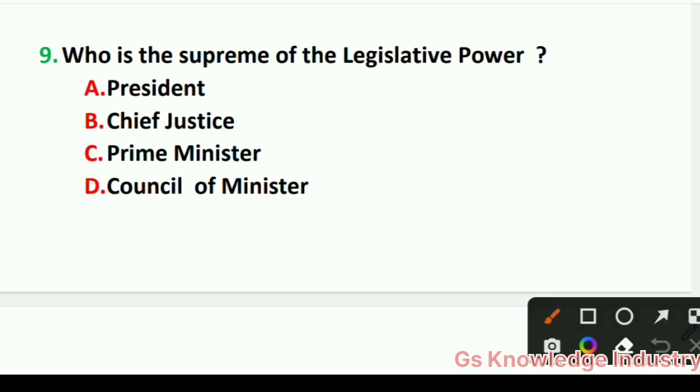Ninth question. Who is the supreme of the legislative power? Option A, President. Option B, Chief Justice. Option C, Prime Minister. Option D, Council of Ministers. Here the right answer is option A, President. President is the supreme of the legislative power.